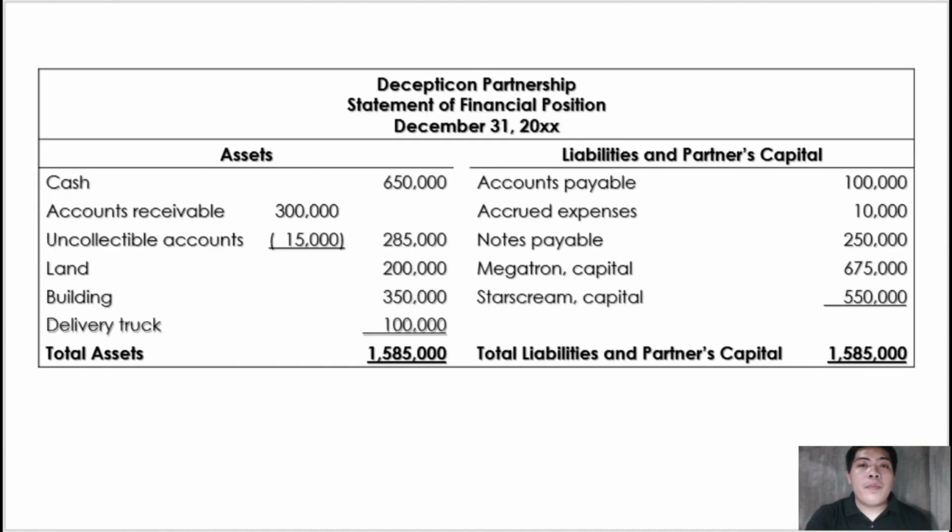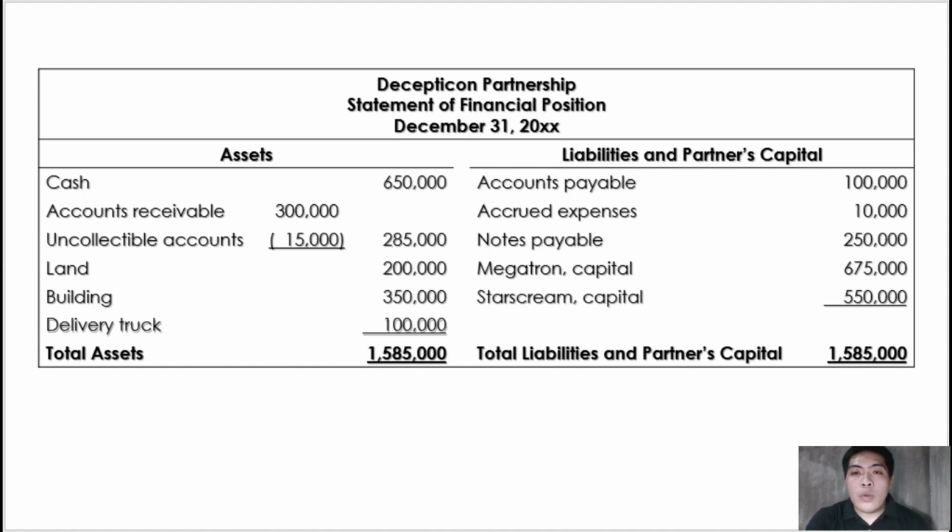So, after the formation, ito yung magiging statement of financial position ng partnership. After the formation, yung assets natin, yan na. Kung makikita nyo, walang accumulated depreciation dyan. Yung building natin kanina na 500,000, 350,000 na lang, bawas yung 150,000 na accumulated depreciation. Then, combined yung amount ng cash, yung accounts receivable, ganun pa rin. Nag-recognize lang tayo ng collectible accounts na 15,000. So, yung net amount niya, we have 285,000.